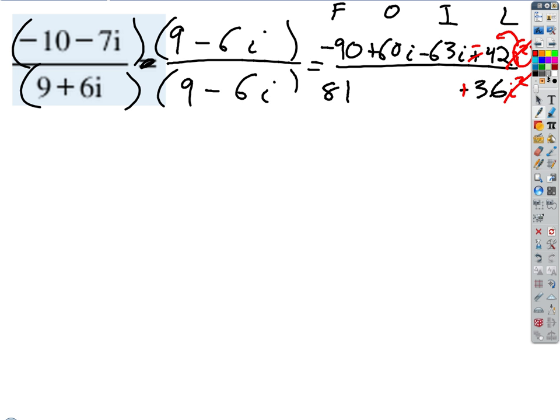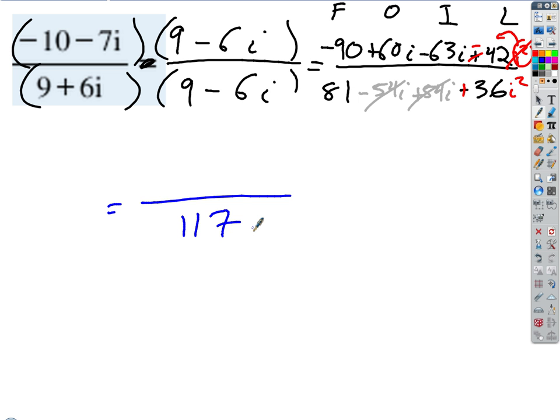Now, just so you can see that the middle terms do indeed cancel, if I do the O and the I, outer product is going to be minus 54i, whoops. Inner product is plus 54i, so those both cancel, as advertised. And so we end up then with, on the bottom, 81 plus 36, which is just 117. Real number, we got rid of the i's, that was the whole point.